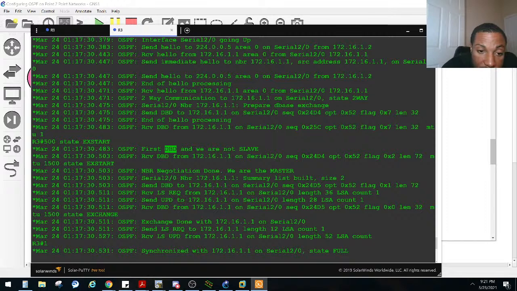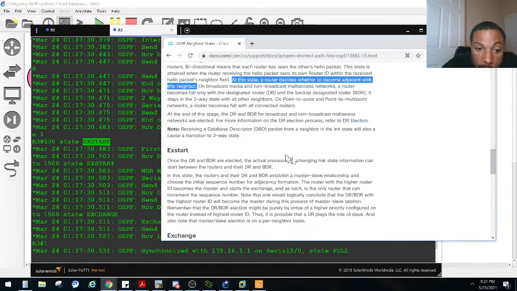Database, what is that, Kelvin? I'm sure Kelvin knows what the DBD stands for. That's the other one right there I wanted to say. Xstart. What's Xstart? That's also in the documentation.